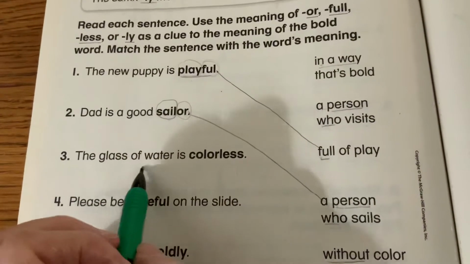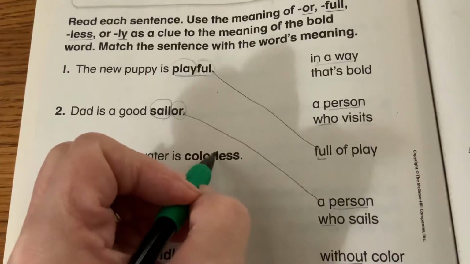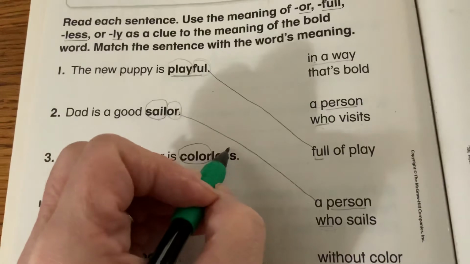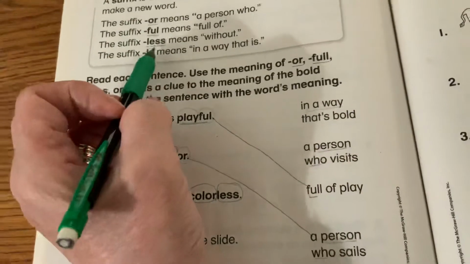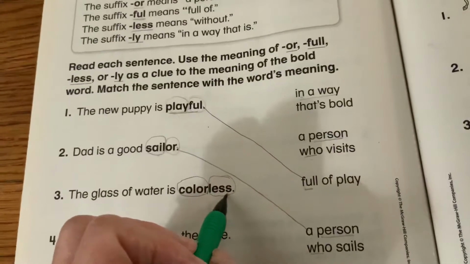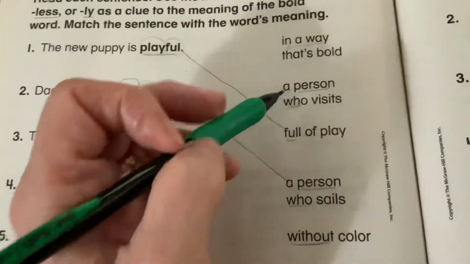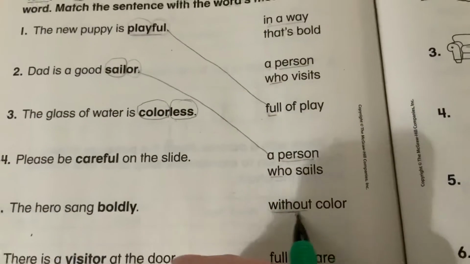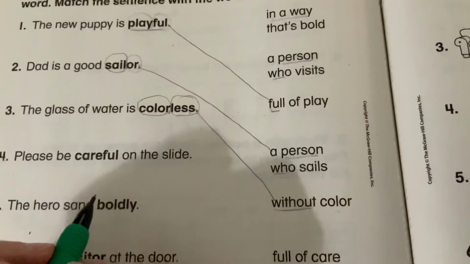Okay, the glass of water is colorless. We're looking at the word colorless. What is the root word? Color. What is the suffix? Less. So we look up here. Less means without. So without color. So where do we have without? Without color. So from the period down to here.